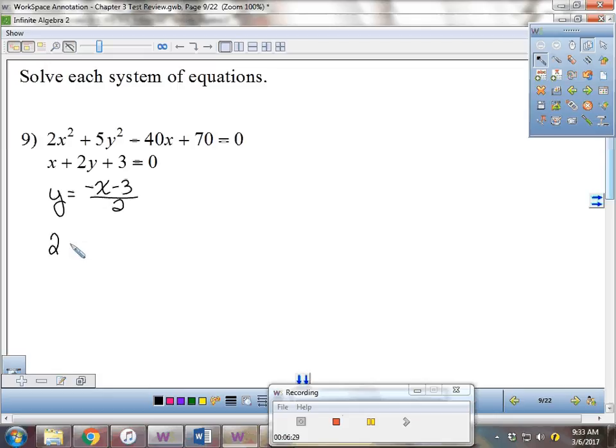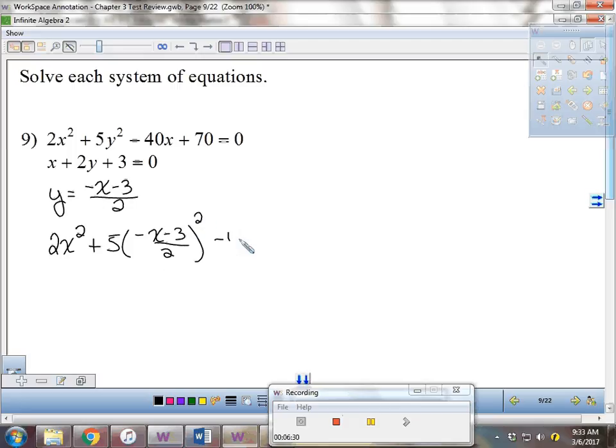So I get 2x squared plus 5 times (negative x minus 3 over 2) squared minus 40x plus 70 equals 0. So this is a little more complicated just because this is a fraction. So you have to square the top and the bottom. So let's square the top first. So you have negative x minus 3 times negative x minus 3.